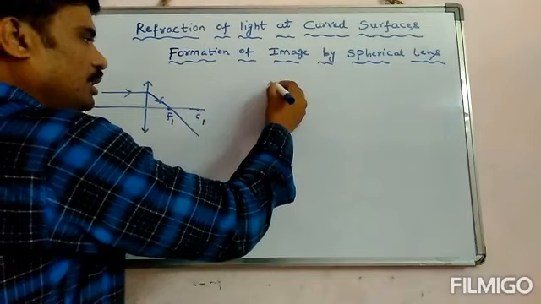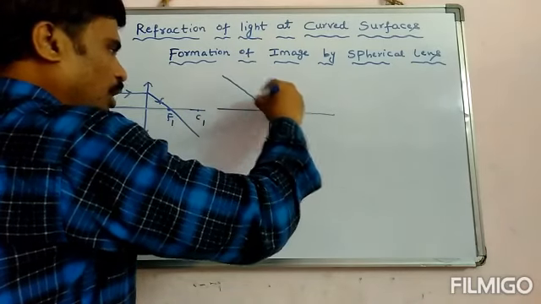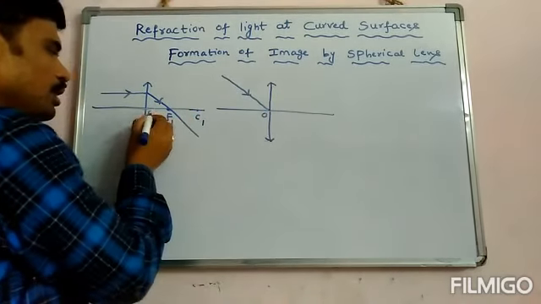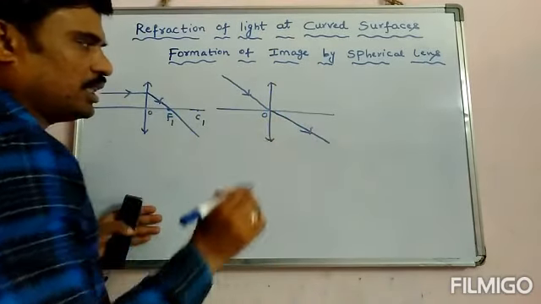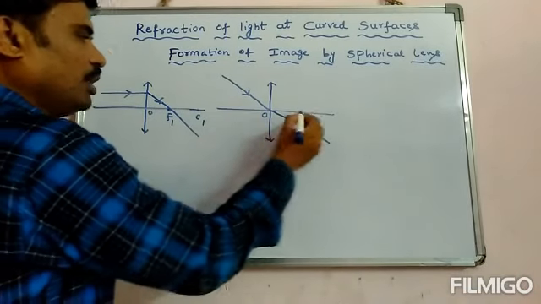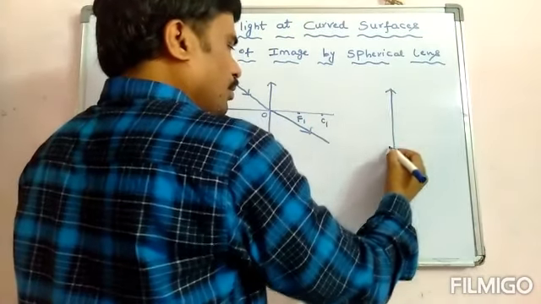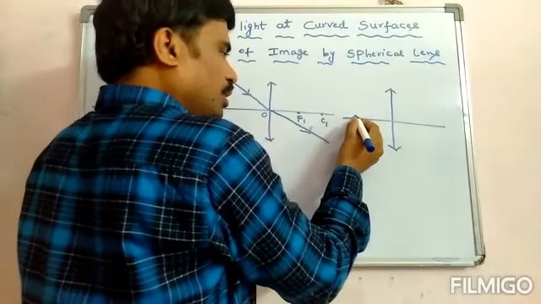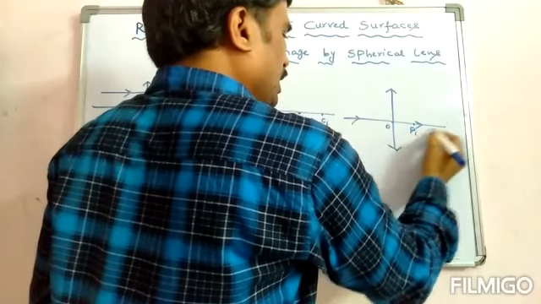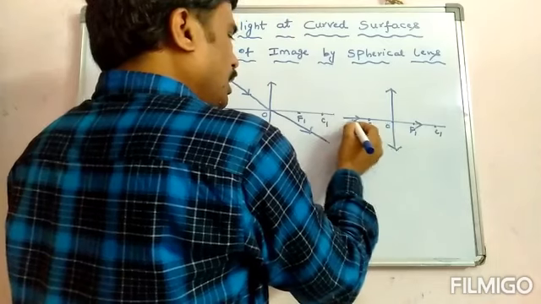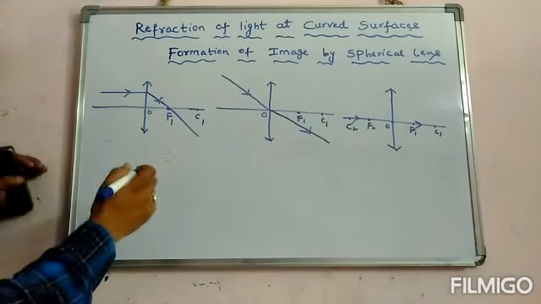Now the second rule is, if any ray passing through optic center, then you don't observe any deviation. The ray goes as it is. Here you don't observe any deviation. Right? Now the third rule is, if any ray passing through principal axis, here also you don't observe any deviation. So these are the rules for convex lens.